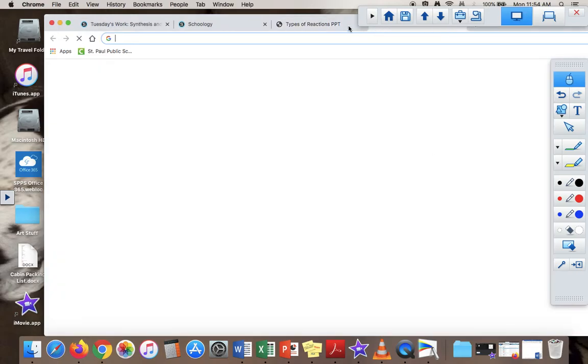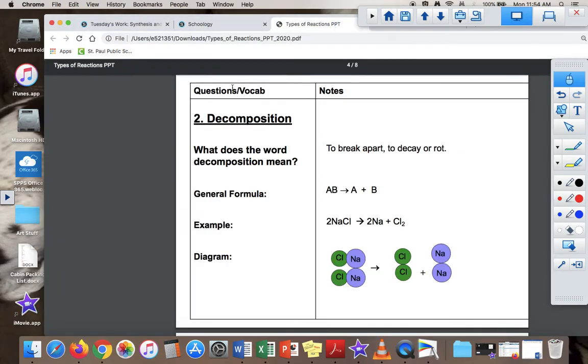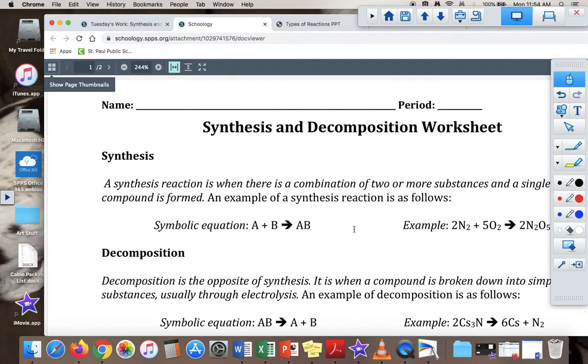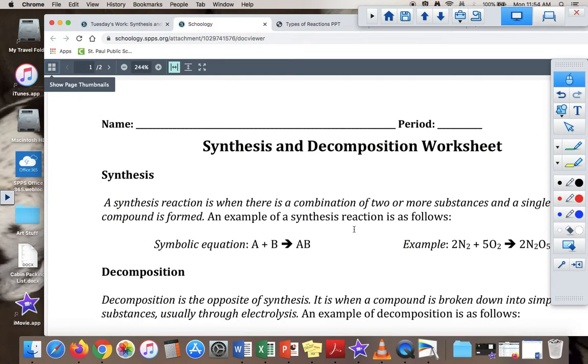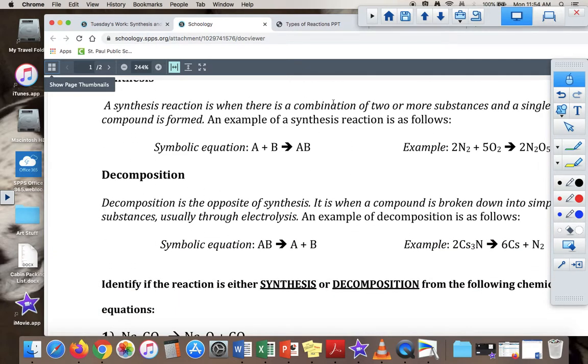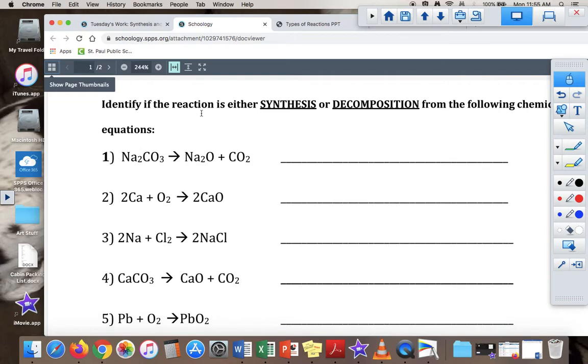I'll pull that up so we can see it. So here is the worksheet. It should say synthesis and decomposition worksheet on the top. And then you should see that it's got the symbolic equation for each one and also an example for each one here. Okay. I'm not going to read through all of this because you can do that on your own. So now, the first part of this worksheet is identifying these things as synthesis or decomposition.